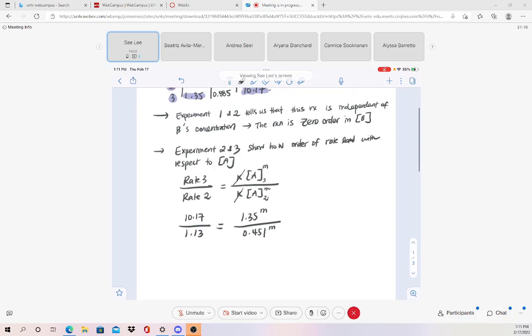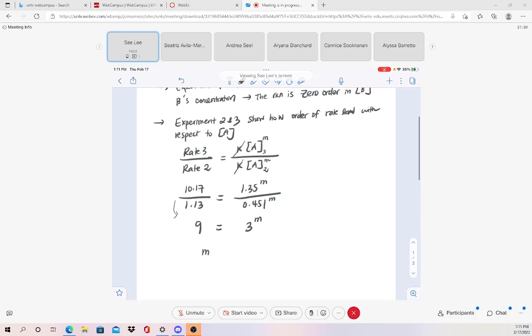If you do the math, put these values in the calculator, you have 9 equals 3 to the power of m. If you solve for m, you get 2. What does this 2 tell you? This tells us that since the rate increases by a factor of 9 when the concentration of A is tripled, the rate law is second order in A. I'm going to write that down.